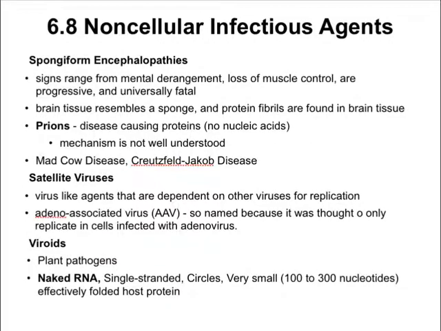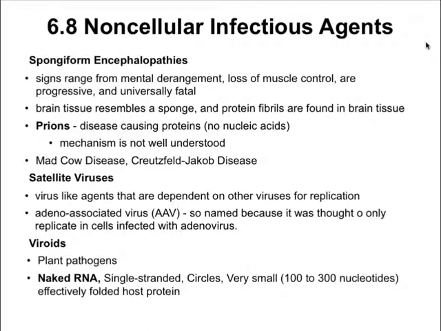In addition to viruses, we'll also see other non-cellular infectious agents. For example, spongiform encephalopathies or prion diseases. These seem to be caused by proteins that have no nucleic acid association. The mechanism of infection is not really very well understood. You may remember recently a big outbreak of mad cow disease in Europe. This is bovine spongiform encephalopathy. Occasionally we see similar symptoms in humans.